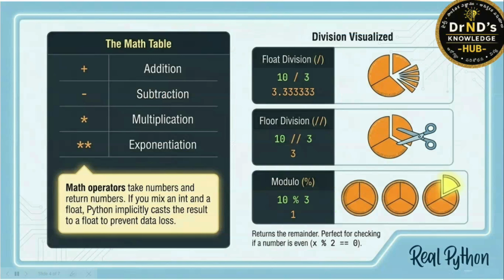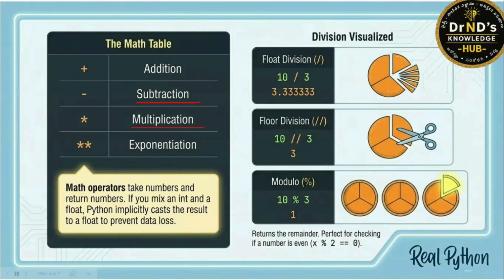Now that our data is in the correct type, we can perform mathematical calculations. Python provides several arithmetic operators. The plus operator performs addition. For example, 10 + 5 gives 15. The minus operator performs subtraction. 20 - 5 gives 15. The asterisk performs multiplication. 10 * 5 gives you 50.